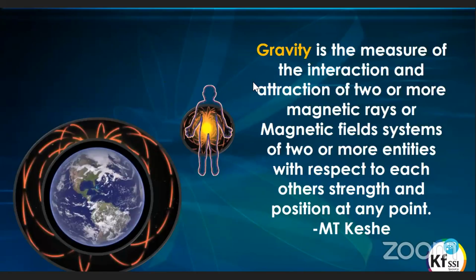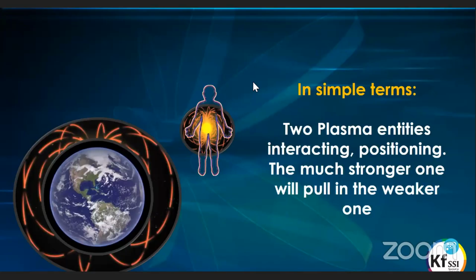And I just thought I'd bring this one in because I know Rick did ask the question last time, in the very first part one, in terms of gravity. So when we have a look at the Earth and ourselves, you could say that gravity is a measure of the interaction and attraction of two or more magnetic rays or magnetic field systems, or two or more entities with respect to each other's strength and position at any point. To simplify that, it's essentially two plasma entities interacting and finding their position, and the much stronger one will pull in the weaker ones, the stronger one being Earth and then ourselves. Because we've got to view everything as a plasma and everything in the view of positioning and interaction of these fields.